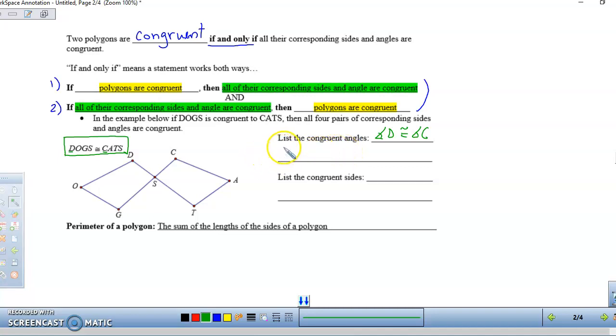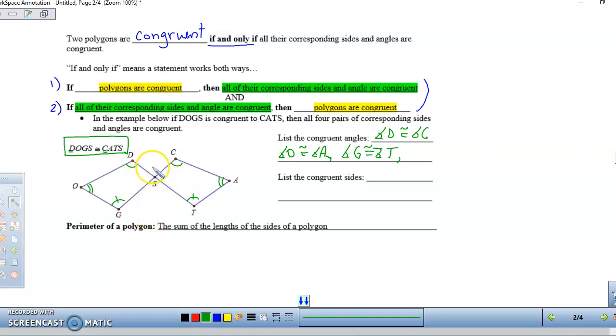Okay, welcome back. So you are also going to have angle O congruent to angle A, and then you're going to have angle G congruent to angle T. Okay, and then I'll start marking them in the picture as well. So angle D is congruent to angle C, angle O is congruent to angle A, and angle G, and you can start making different notations in the corners, is congruent to angle T.